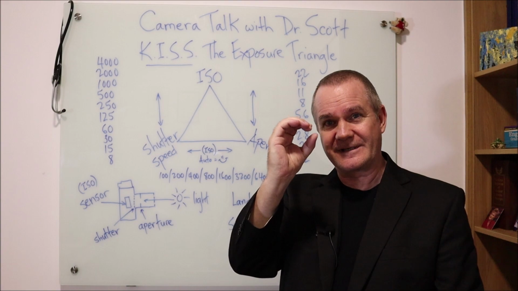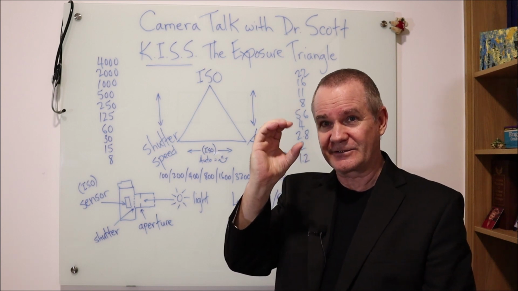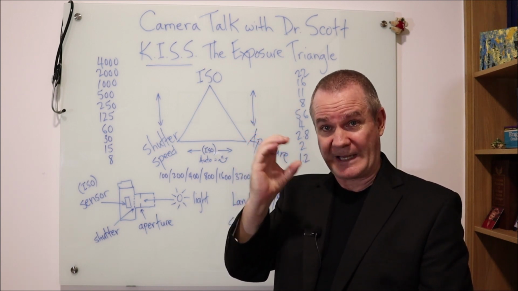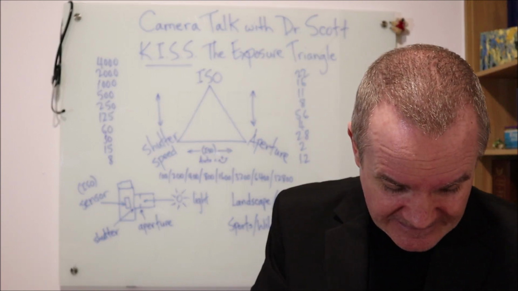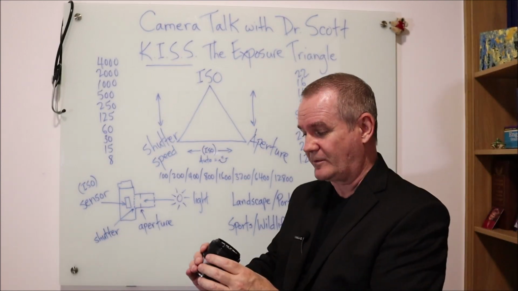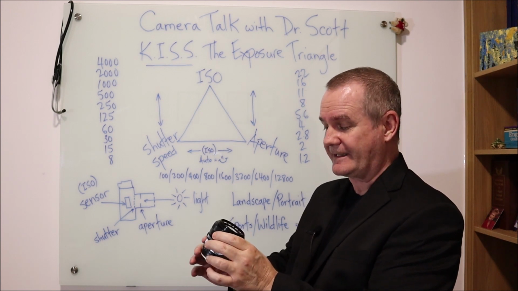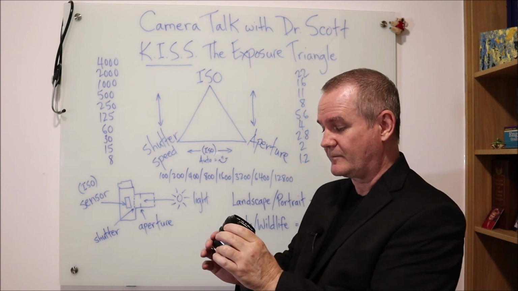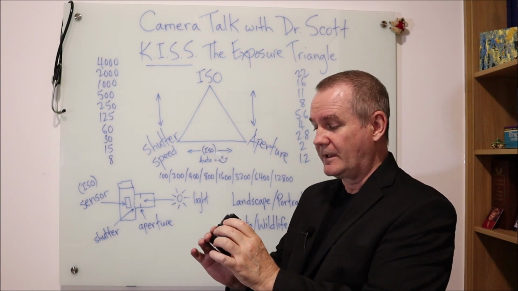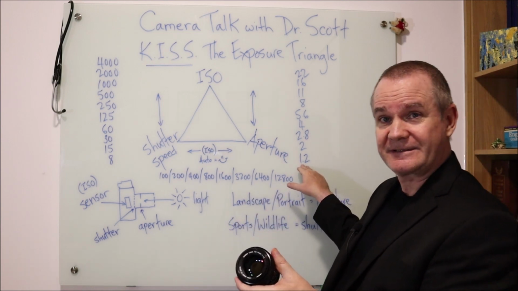The aperture is the inside, allowing a certain amount of light to enter in. I'll use this lens here as an example. This is a vintage lens. This is a Canon FD 55 millimeter 1.2, and 1.2 is what they call a fast aperture range here.